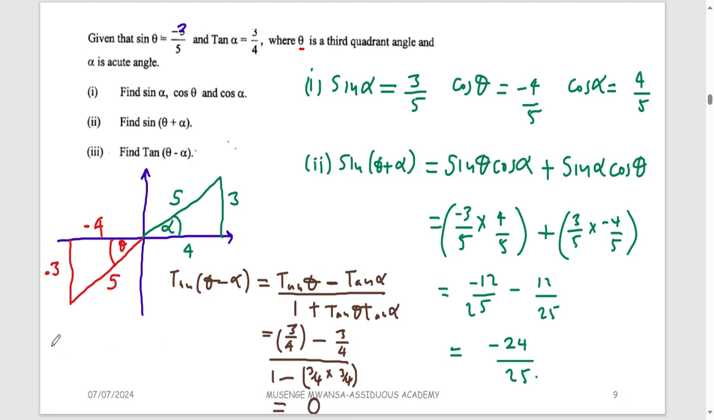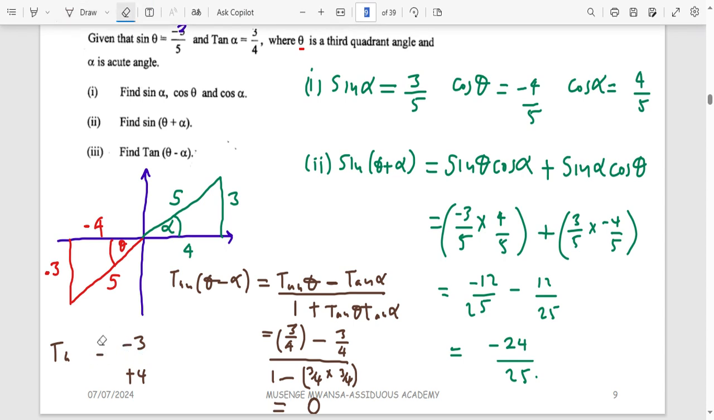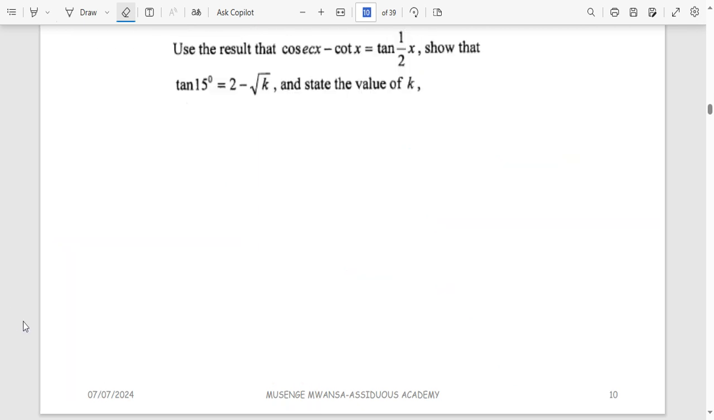Okay, so yes, they're supposed to be negative, but negative numbers cancel. So tan theta is opposite over adjacent. Opposite is negative 3, adjacent is negative 4, and negative over negative, so the signs cancel out. Okay, so that is it with this question.